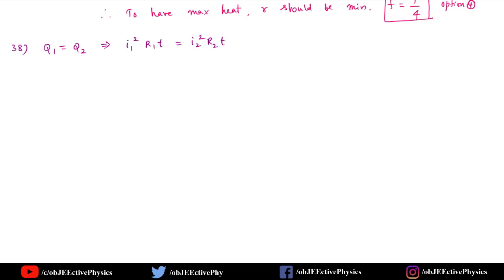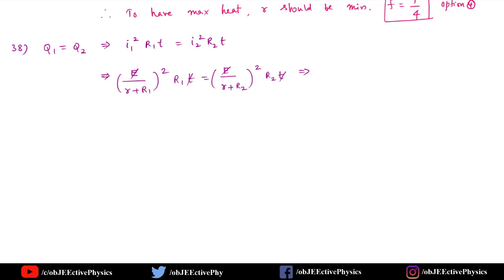And I1 can be written as E, the same battery EMF, divided by (small r plus R1) whole square, is the current due to the first cell, times R1 into T. For the second resistance R2, the same cell, the same source, so EMF is the same and internal resistance is also the same, but the resistance is different. So I2 is equal to E by (small r plus R2) whole square into R2 into T. Small t cancels on both sides, E square also cancels on both sides.